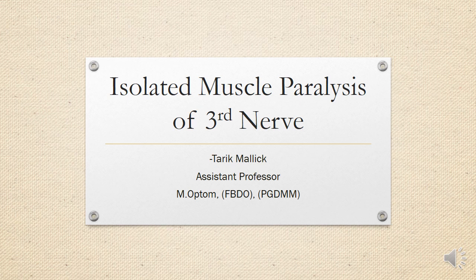Hello everyone. In today's video we will be discussing isolated muscle paralysis of the third nerve. We all are aware that the third nerve, or the oculomotor nerve, supplies its innervation to multiple ocular muscles. It could be intraocular as well as extraocular muscles. So in this video we'll be discussing what happens when only one particular segment of that nerve is affected, leading to an isolated muscle, that is only one muscle among them, getting paralyzed. So let's start with the video.